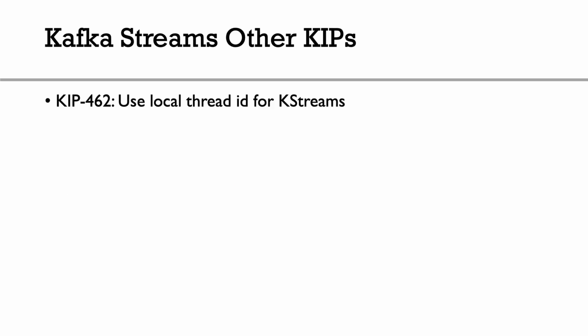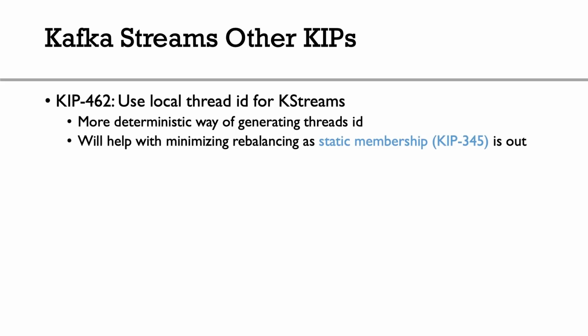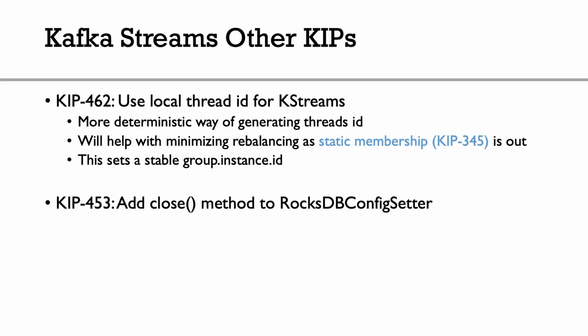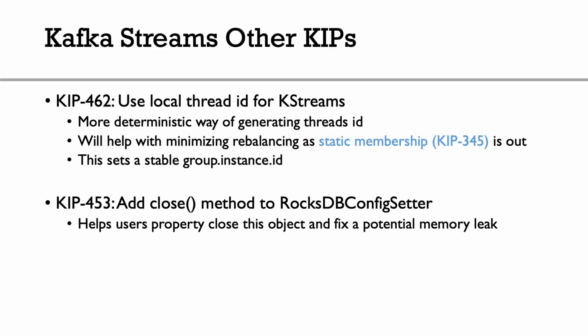Other KIPs: KIP 462 is that the local thread ID is used for KStreams. That means that the thread IDs are more deterministically generated. And why do we do this? Well, because of the static membership KIP that I just mentioned, it will help with minimizing your rebalancing and so on, and will help you set a stable group instance ID. KIP 453 adds a close method to RocksDB config setter, which helps you close this object and fix a potential memory leak that some users were experiencing.